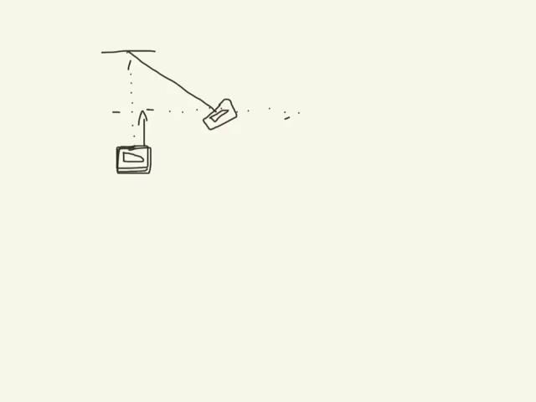The instant after the bullet goes in, the block and bullet have a velocity moving this way, and we want to figure out what that was. That velocity goes down to 0 by the time the bullet and block get up here. So all that kinetic energy that the bullet and block had is turned into potential energy. So we can set up an equation: the potential energy at the top equals the kinetic energy at the bottom. And let's plug in some variables.